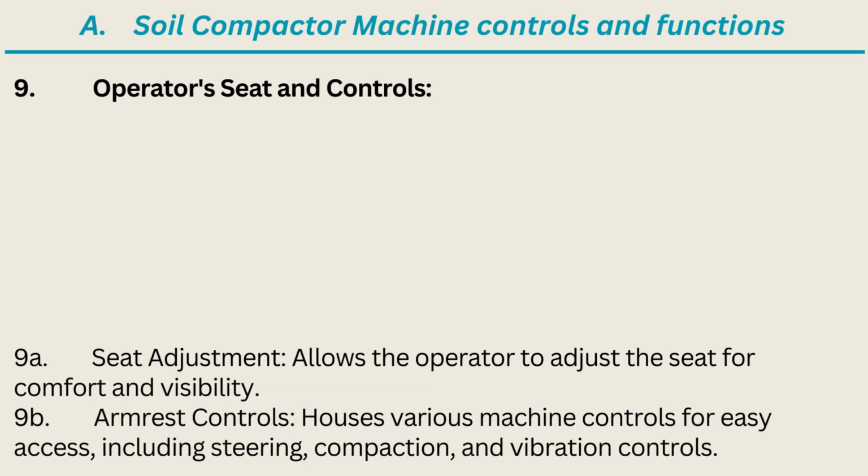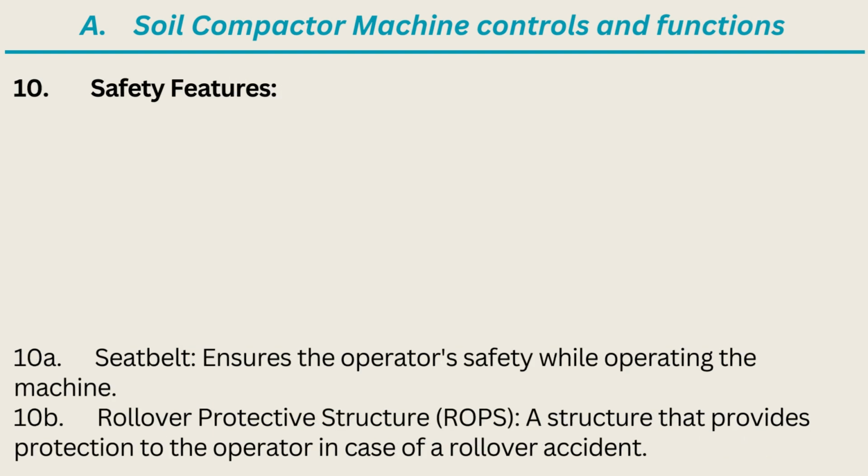9. Operator's seat and controls. 9A. Seat adjustment allows the operator to adjust the seat for comfort and visibility. 9B. Armrest controls house various machine controls for easy access, including steering, compaction, and vibration controls. 10. Safety features. 10A. Seatbelt ensures the operator's safety while operating the machine. 10B. Rollover protective structure, ROPS, a structure that provides protection to the operator in case of a rollover accident.